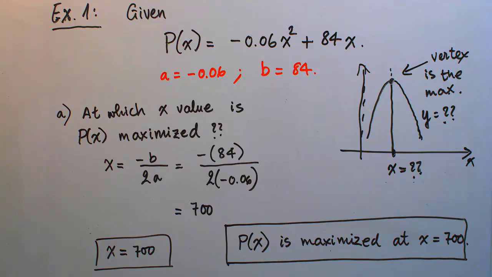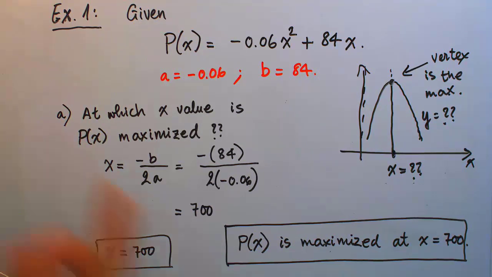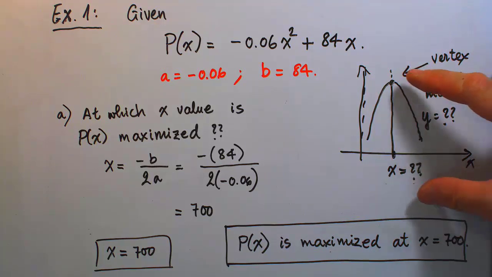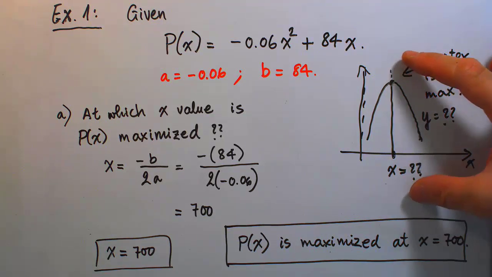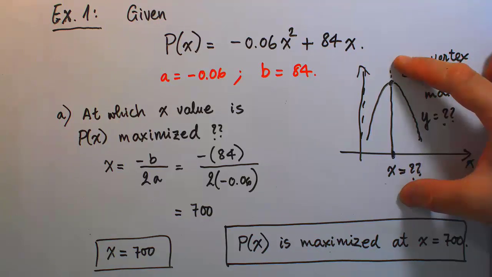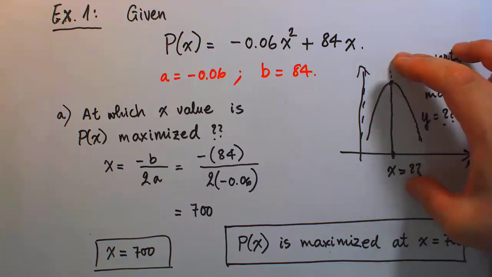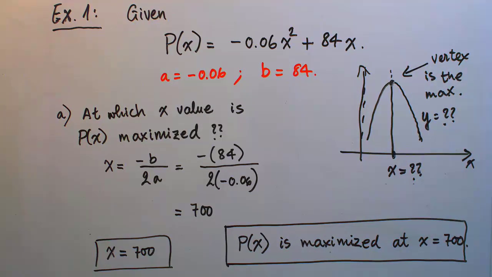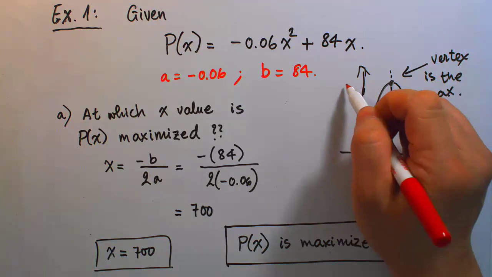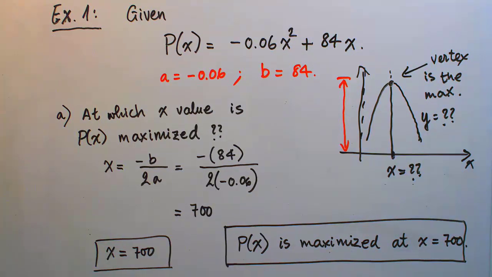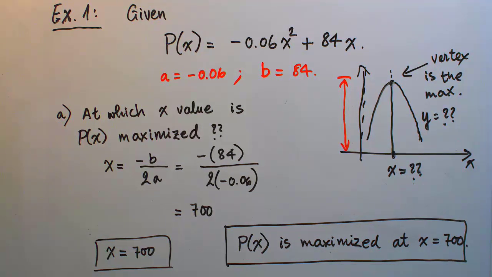And then before I move into the next question, you can notice that by the end of this question right here, we found the answer, but we did not find out how high this function reached when x equals 700. We did not answer which y value, how high your p of x value can reach when x equals 700. And that is the whole reason for the next question to come.